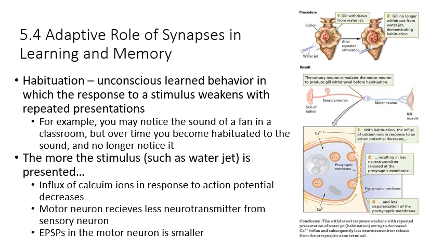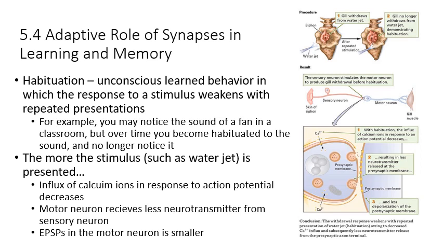So don't worry too much about the nitty-gritty details about research with aplysia. What you mostly need to know is two main mechanisms of learning. Habituation is the first one, which is an unconscious learned behavior in which the response to a stimulus weakens with increased or repeated presentations. So, for example, you might notice the sound of a fan when you walk into a room, but over time you become habituated to the sound and you no longer notice it. And what's happening in your brain, your neurons are actually not responding as much to that sound as they were when you first walked into the room and noticed it.